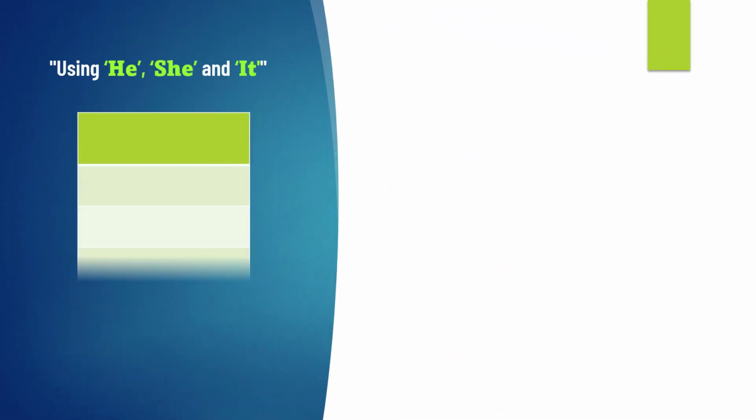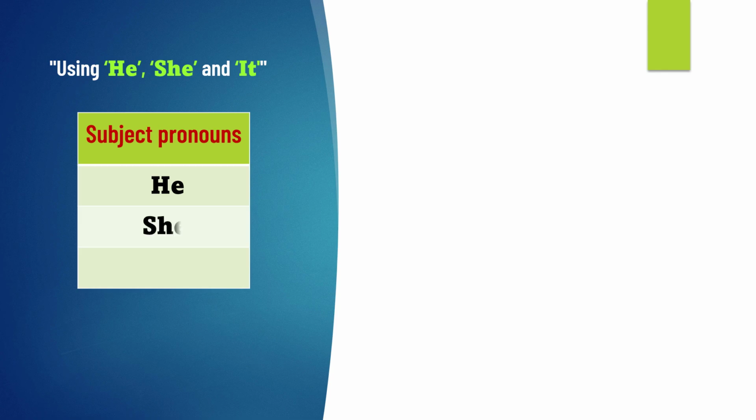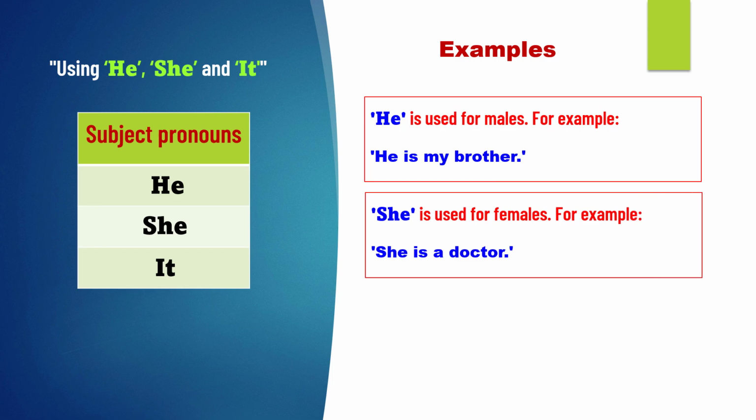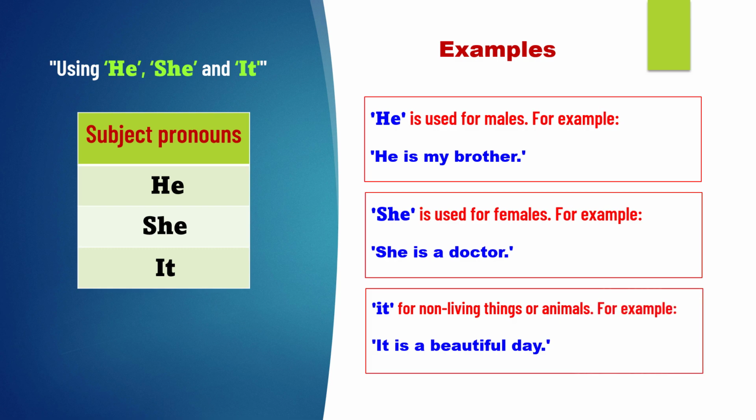Using he, she, and it. He. He is used for males. For example, he is my brother. She. She is used for females. For example, she is a doctor. It. It is used for non-living things or animals. For example, it is a beautiful day.